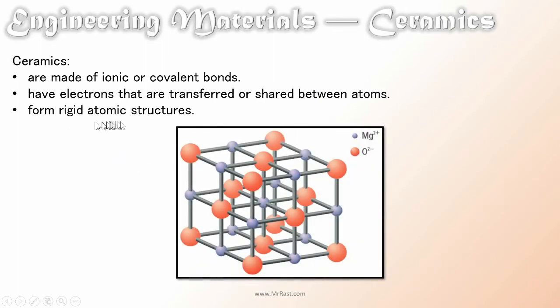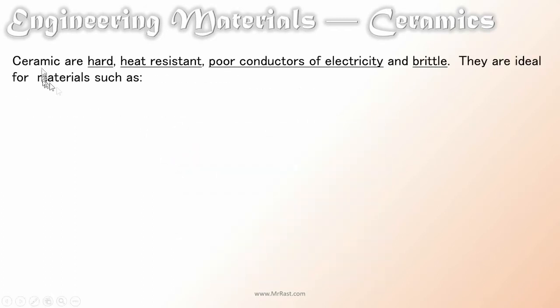They form rigid atomic structures. So here's an example of a ceramic, magnesium oxide, where we have magnesiums surrounded by oxygens, and it creates a very rigid structure. Because of this, ceramics are hard. They're heat resistant because they don't have those electrons that are free to move. They're poor conductors of electricity, again, because they don't have those valence electrons that are free to move. They're all bound up in donated electrons or shared electrons. And they're brittle, meaning if you put force on a ceramic, it's not going to change shape, it's going to break.